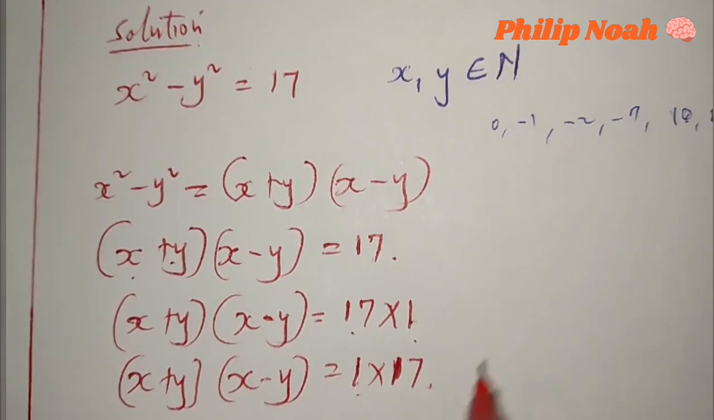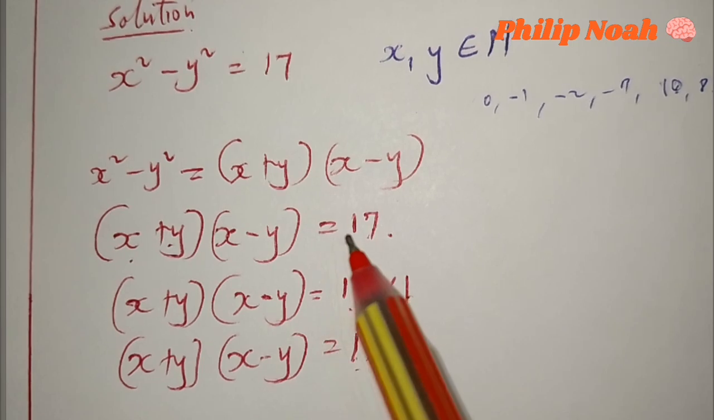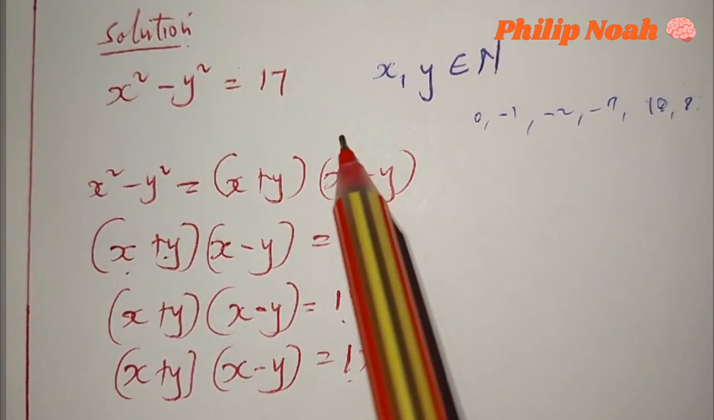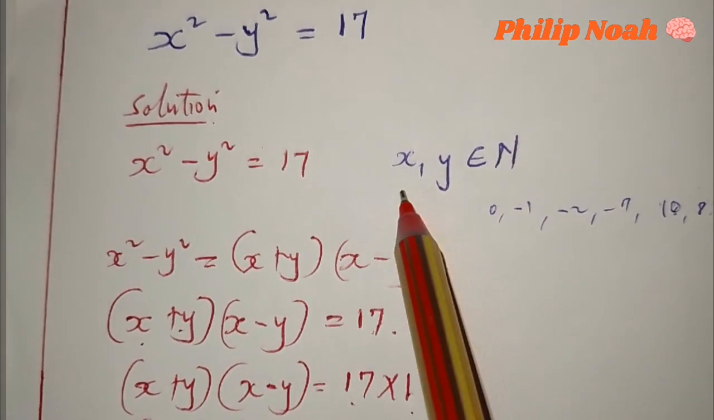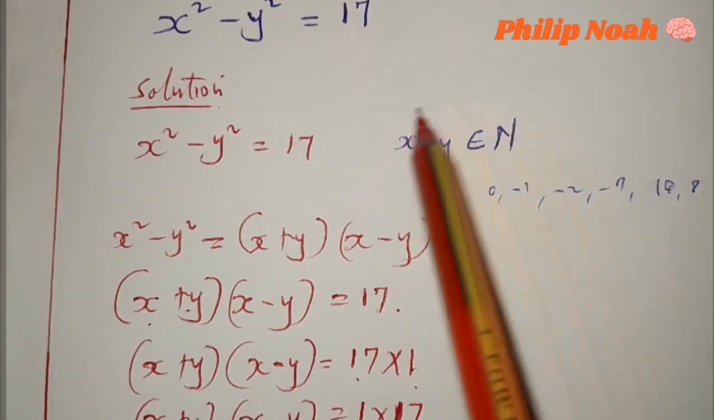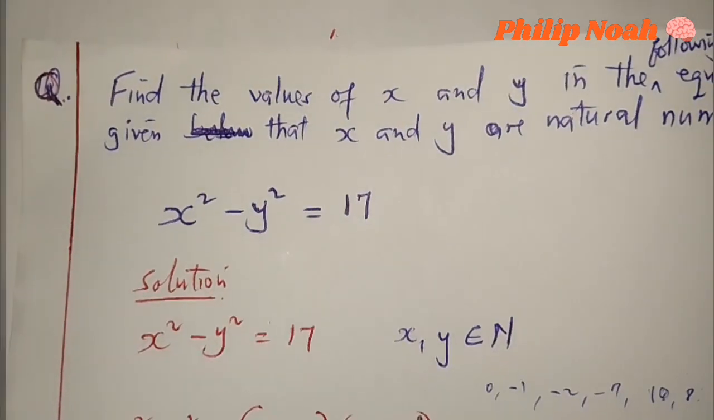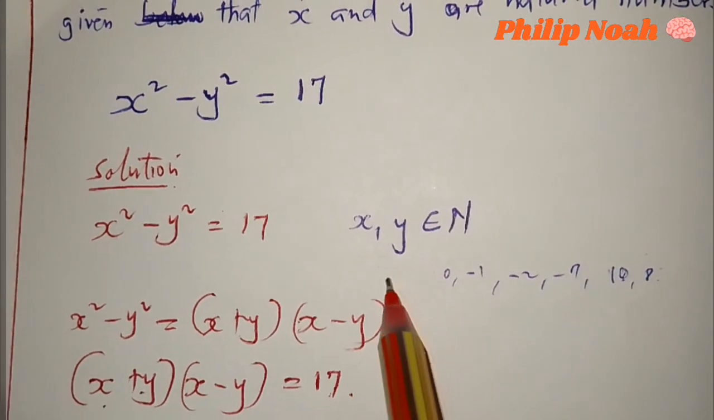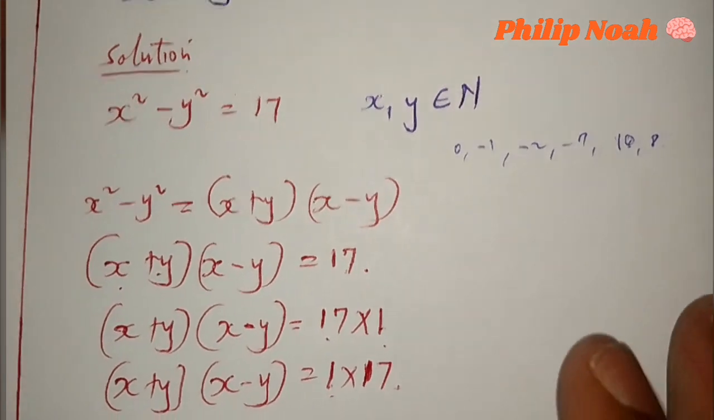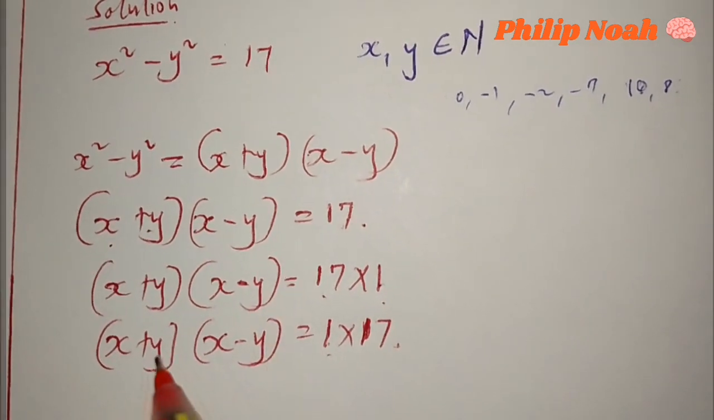But we are not using this because the values that they will give us for x and y will not adhere to the information you have been given here. You have been told that x and y are natural numbers, so we shall just use these two.